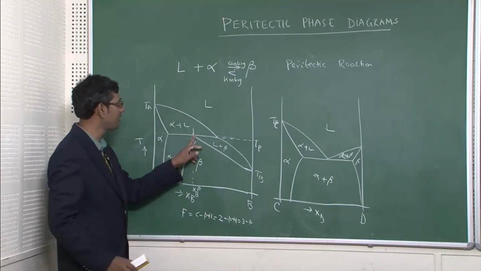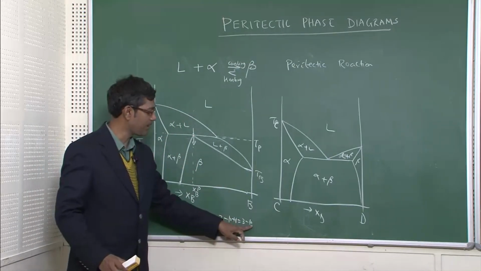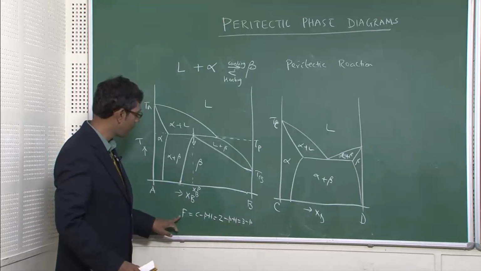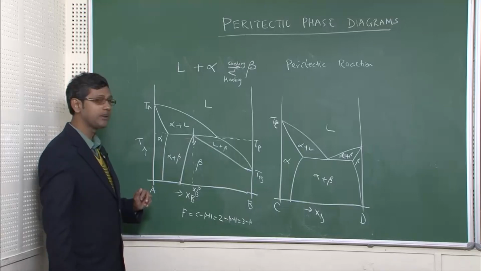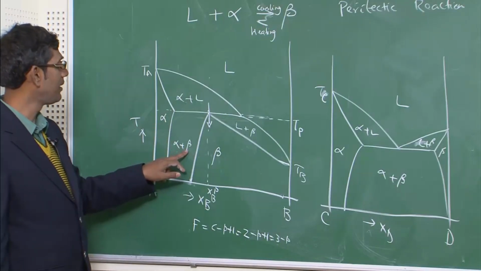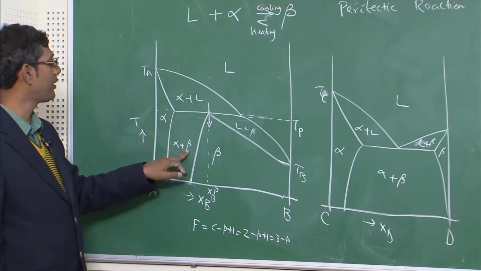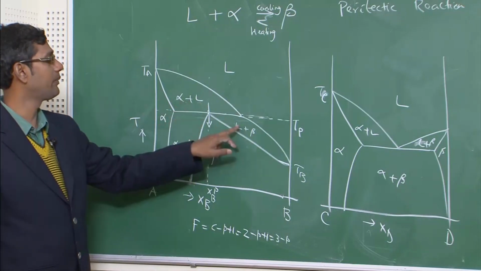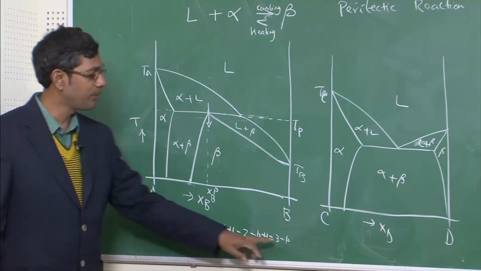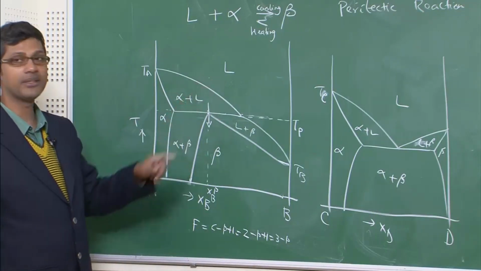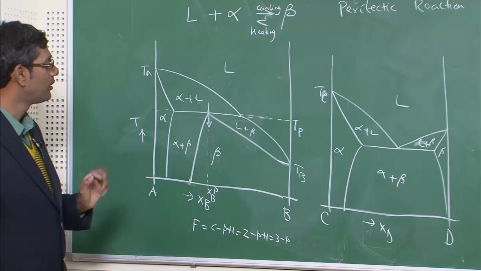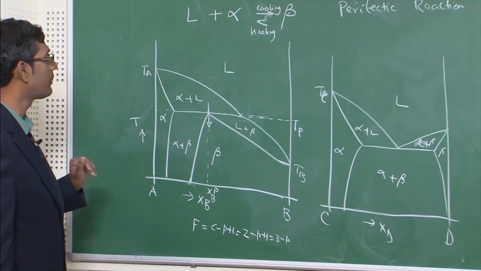So, if there are 3 phases present here, P is 3, so F becomes 3 minus 3, which is 0. So, degrees of freedom is 0 at this point. Now, similarly, in the 2 phase field regions, where you have 2 phases, alpha plus beta, alpha plus liquid, beta plus liquid, degrees of freedom is equal to 1, and in the single phase field like beta, liquid or alpha, degrees of freedom is equal to 2. Okay, you should remember that.